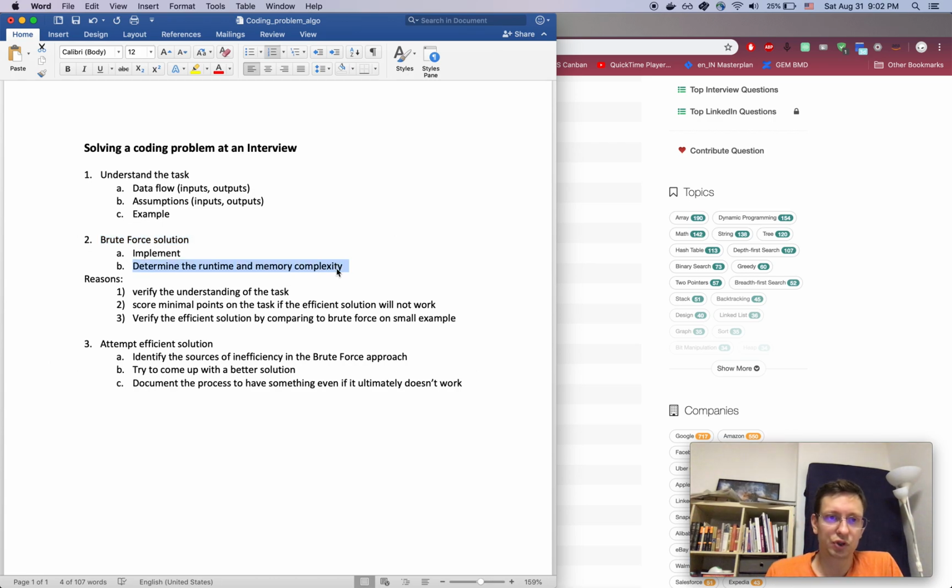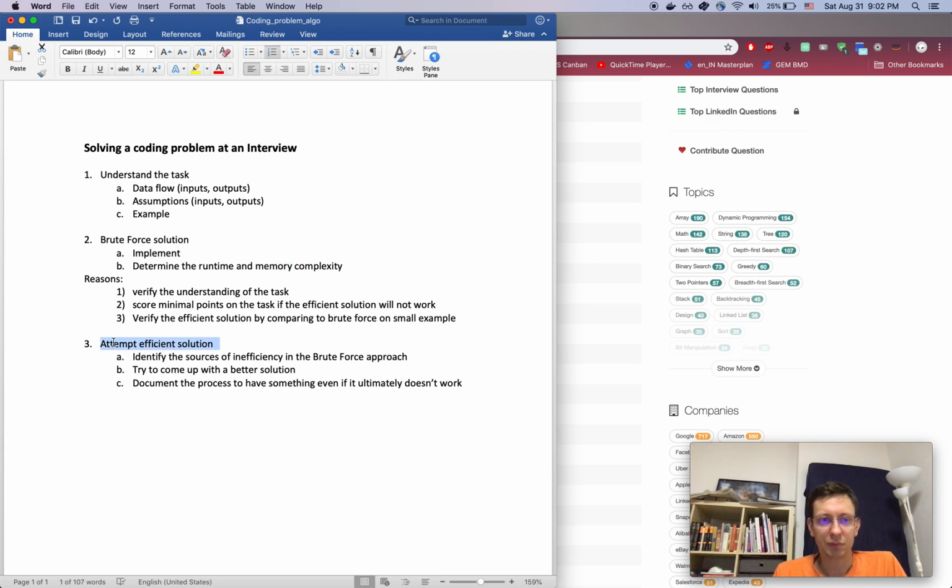This is our first chance to demonstrate that we understand the concepts of runtime and memory complexity, and it's a very good, clear case, because usually your brute force solution will not be too elaborate. It will be some looping over a lot of elements, and you will just be able to demonstrate it. You know that.